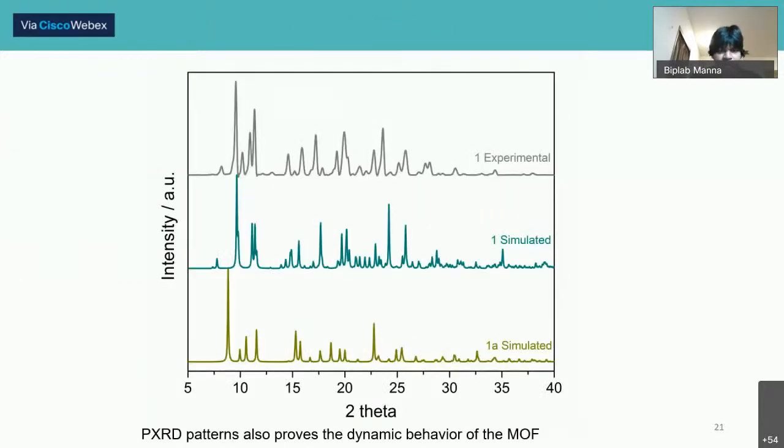So coming to the XRPD pattern, when you see the structure, that is 1A and that is simulated. These two are simulated structures of the two phases, but this is the experimental structure. You see the experimental structure is quite similar to this one, but not exactly matching, because in the powder phase, when you grind, the structure is slightly changing as well. So you can say that in the powder phase, the structure is not exactly the same as in the crystalline phase, because for the powder phase we have to grind with a mortar and pestle, so the substructure can change. So PXRD patterns also provide the dynamic or soft behavior of the MOF.